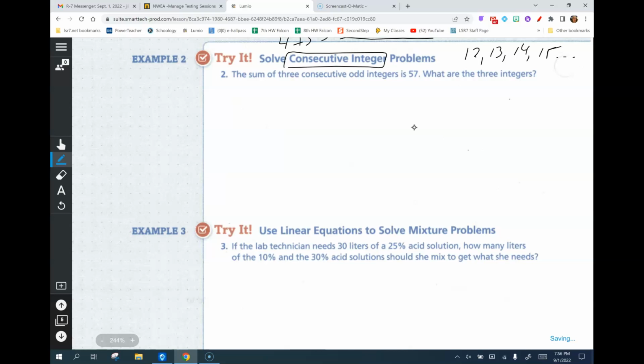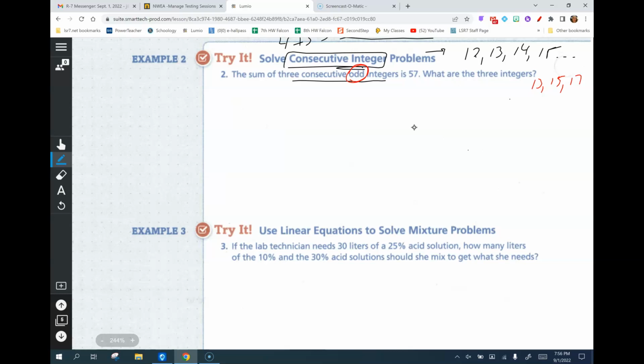The reason I show this method right here is if you ever forget what this means, pick a number and find its consecutive integer. Okay, and we're going to use this to figure out what happens. So what we have to do is we have to have 3 odd. That's going to be important. 3 odd. Okay, so let's do this again. Pick an odd number. 13. That's an odd number. What is the next odd number after the consecutive one? Right, 15. What's the next one? 17. Okay, so the sum of 3 consecutive odd integers is 57.